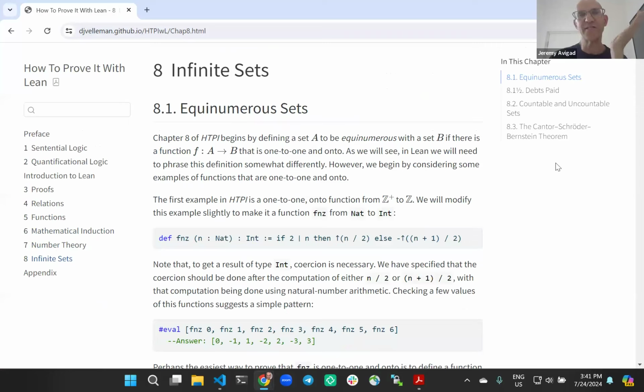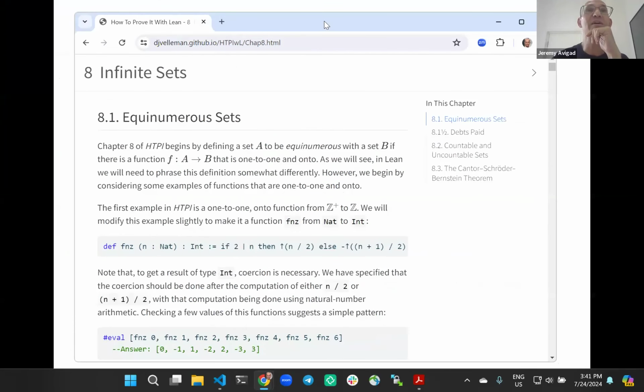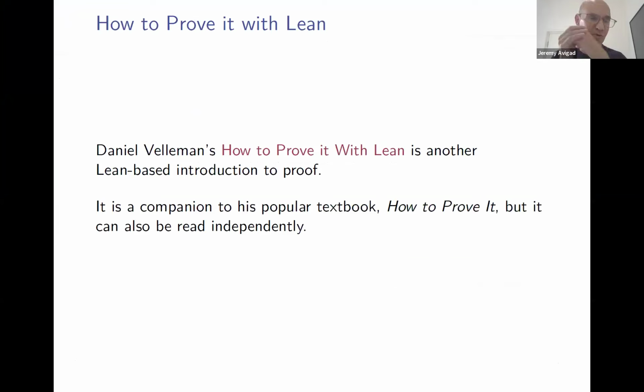So Dan is retired, so I think he hasn't used this. I don't know anybody who's used this. I'm curious to know. It looks good to me. I expect it should go over well with students. So I'd be curious to hear, if anybody's tried it, how it works.